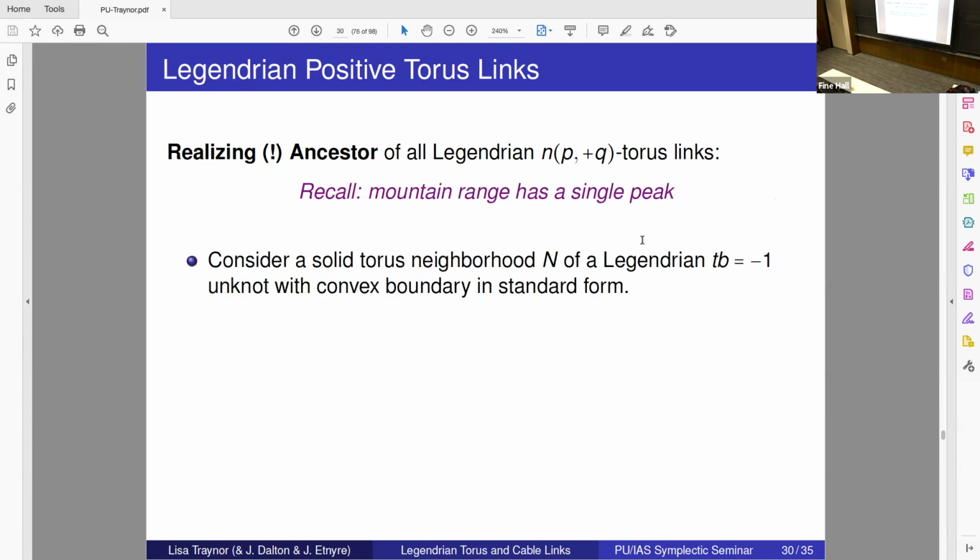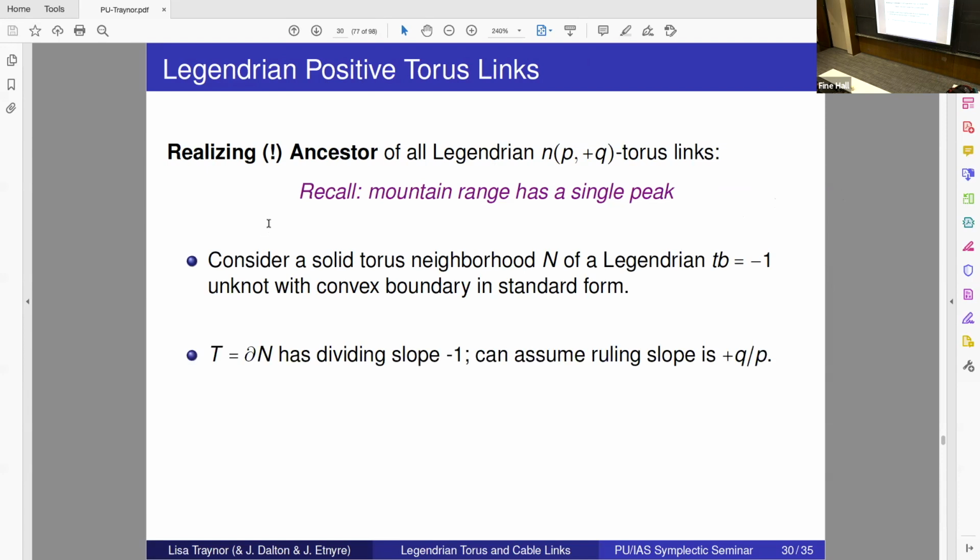I would start with a Legendrian knot with max TB of -1 and make a tubular neighborhood of it. There are results that let me put this in standard form, so that means it has a nice foliation. In particular, the boundary of that tubular neighborhood has dividing slope -1. And I can assume that the ruling slope is Q over P. I can choose that. Then n of these ruling curves will be the link. The positive ones in these convex tori are sitting in these ruling curves, and there's a lot more flexibility in those ruling curves than the dividing curves.